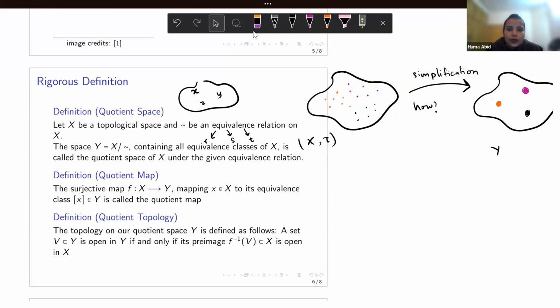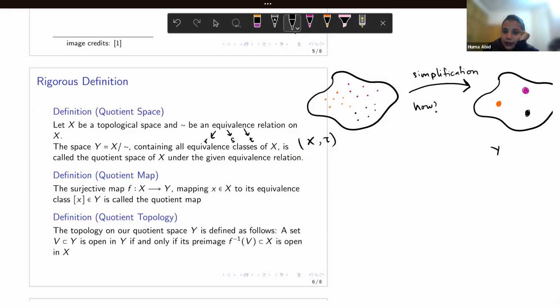If you recall this structure, here we started with our topological space X, right? This is your topological space X, and now you want to simplify it by identifying, for example, the orange color points together and the pink color and the black color together. So behind this process of identification is an equivalence relation.